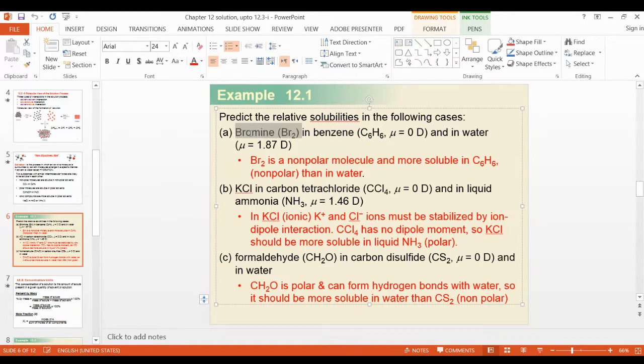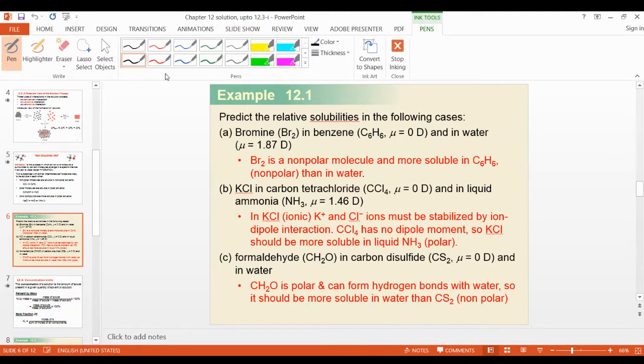Okay, now bromine plus, now this bromine plus water, will they make a solution?